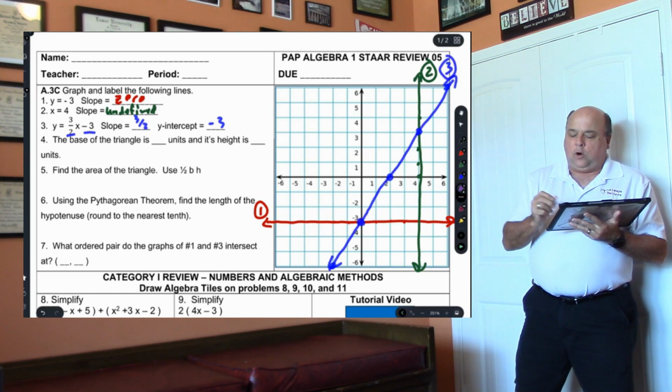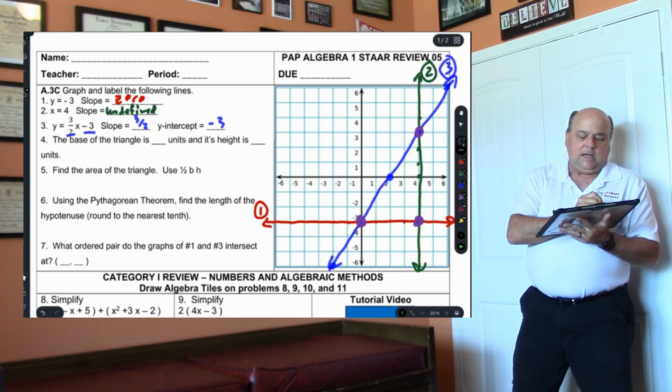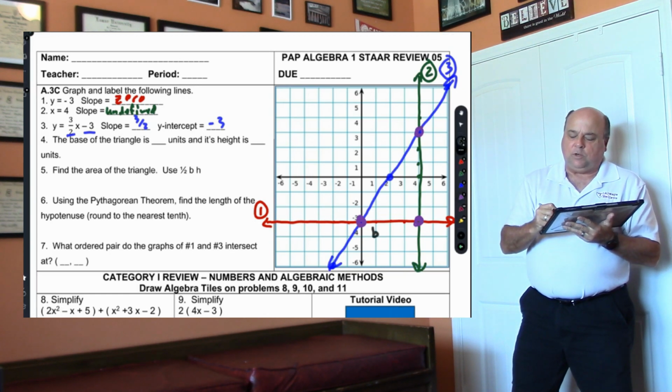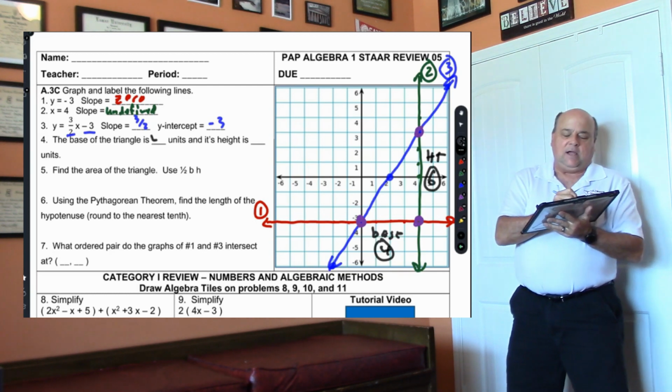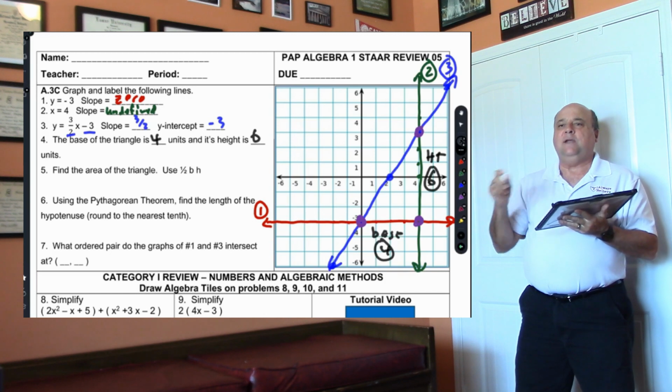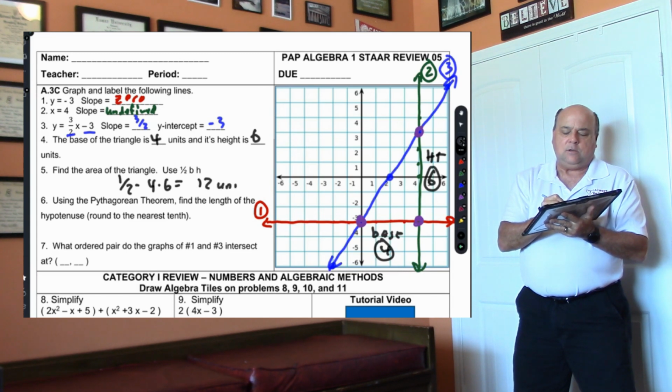Now then, these form a triangle, and I'm going to bullet my dots on the triangle. Okay, on this problem, they want the base, which is right here, and the base has a length of 4. My height is right here. 1, 2, 3, 4, 5, 6. My height is 6. So I got 4 and 6, and then I'm going to get the area of this. 1/2 times 4 times 6 is going to be 12 units squared.